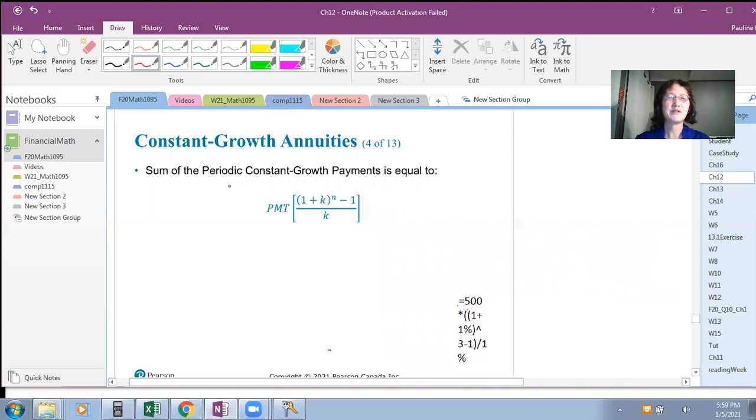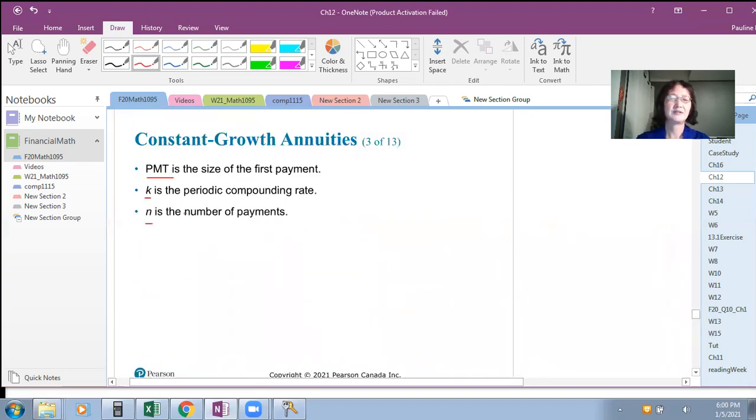The sum of periodic constant growth payments is equal to, use this formula, PMT times 1 plus K raised to power n minus 1 over K. K is the constant growth rate, n is the number of payments. The notation here: K, the periodic compounding rate, is the constant growth rate.